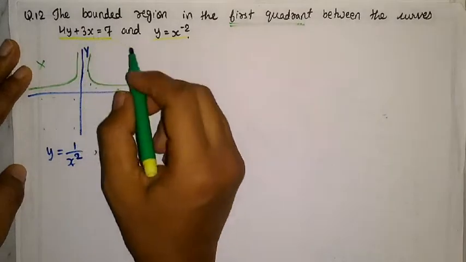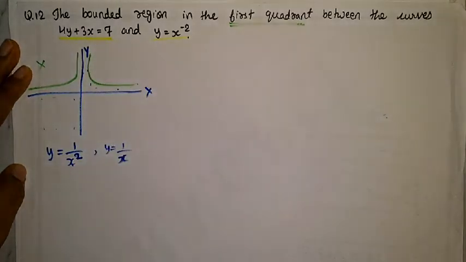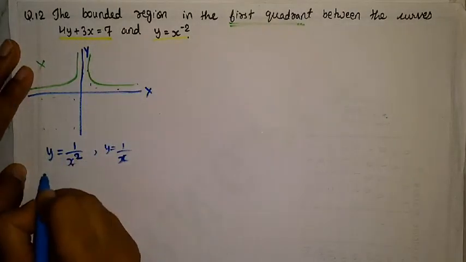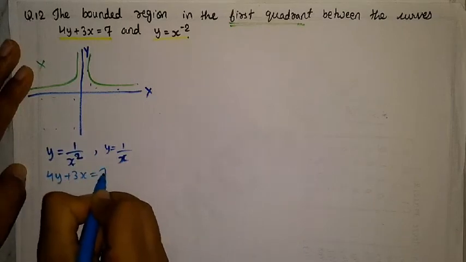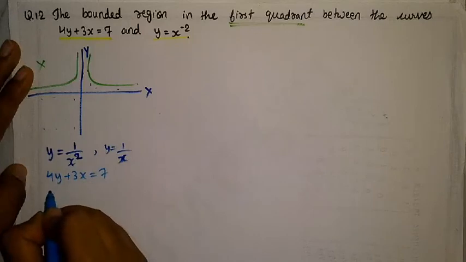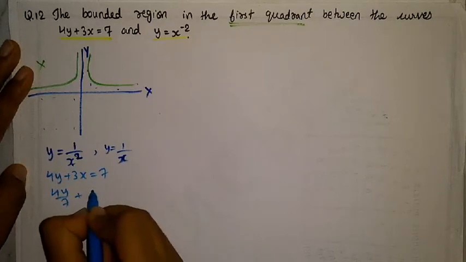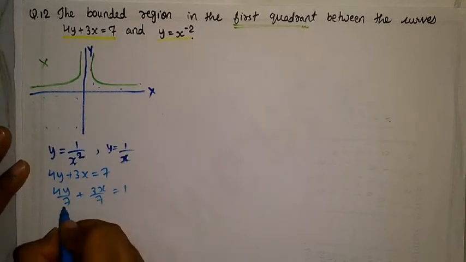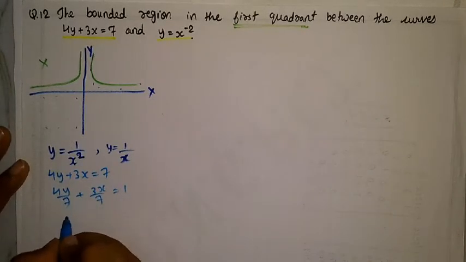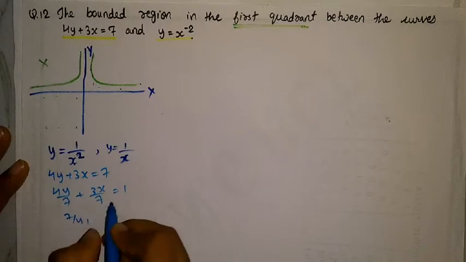We are also given the line. So let's find the intercepts of the line. We know 4y plus 3x is equal to 7. So let's divide the whole equation by 7. We get 4y by 7 plus 3x by 7 is equal to 1. So now what are the intercepts? Y intercept is 7 by 4 and x intercept is 7 by 3.